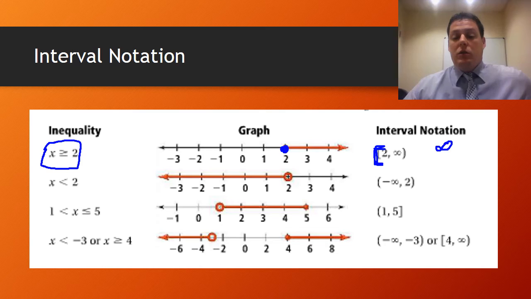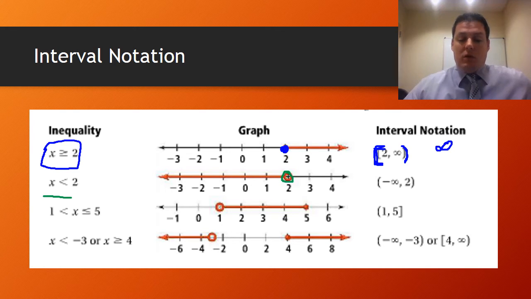So 2 to infinity is what this means. And then since infinity doesn't close, we're going to leave it as an open parenthesis. An open parenthesis means it doesn't include that number. For the next one, x is less than 2, open circle on the number line. If we're going from left to right, we're starting at negative infinity, because it goes on forever from the left. And then it goes up to 2, but doesn't include 2, so we're going to use parentheses.